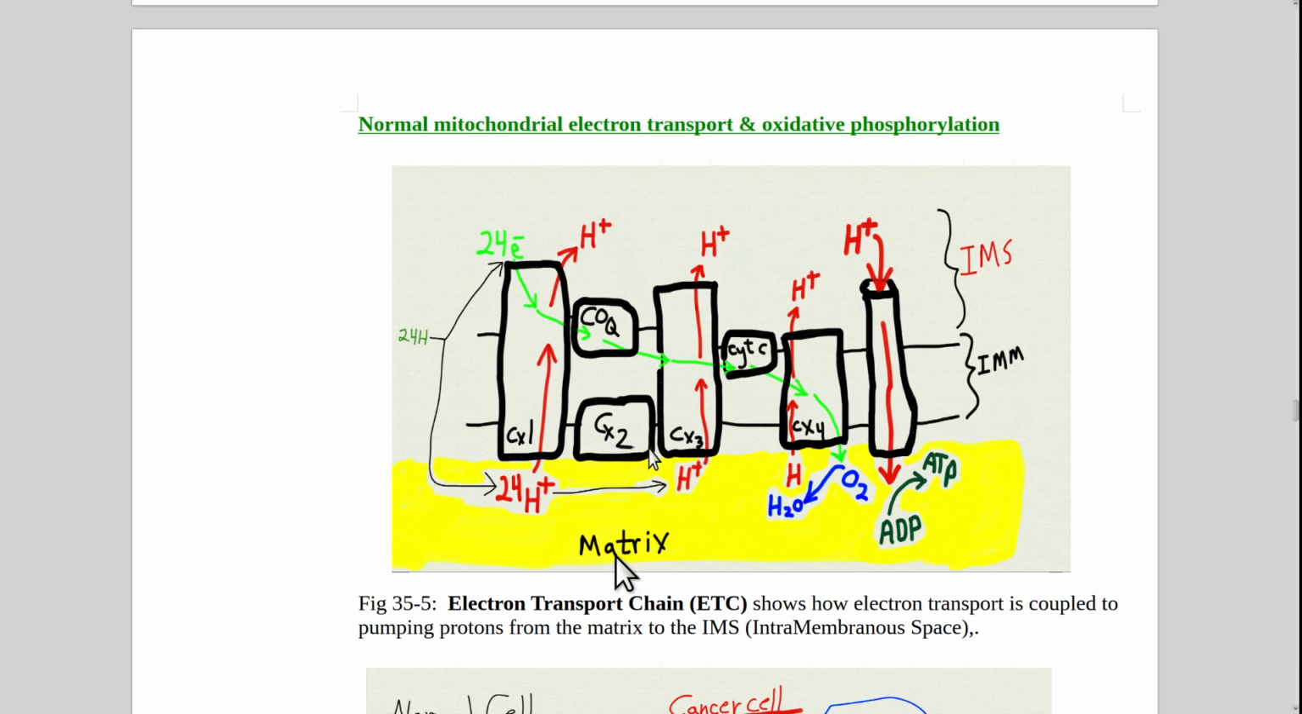Okay, so that's it for chapter 35A, Introduction to Cancer Metabolism, and we just covered electron transport in the mitochondria. Hope that's helpful.